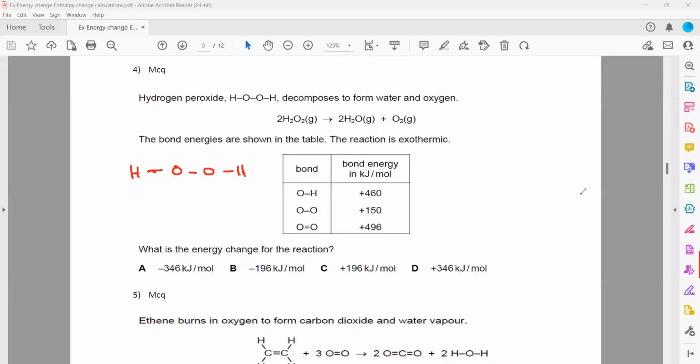In hydrogen peroxide, the coefficient 2 shows the number of molecules. 2 molecules of hydrogen peroxide. So there should be another one, H-O-O-H. And for the water molecule, water is H2O, which is HOH, but how many molecules are there? Two. So there will be two water molecules.